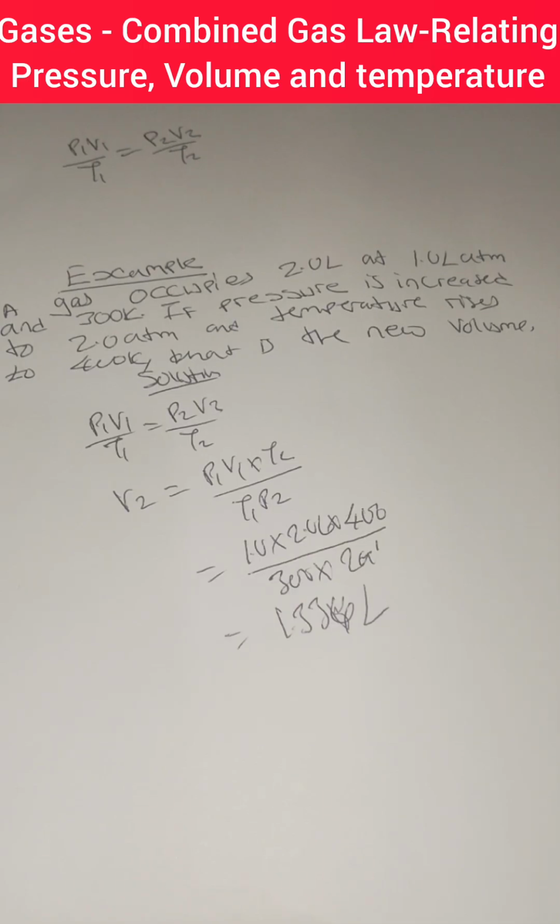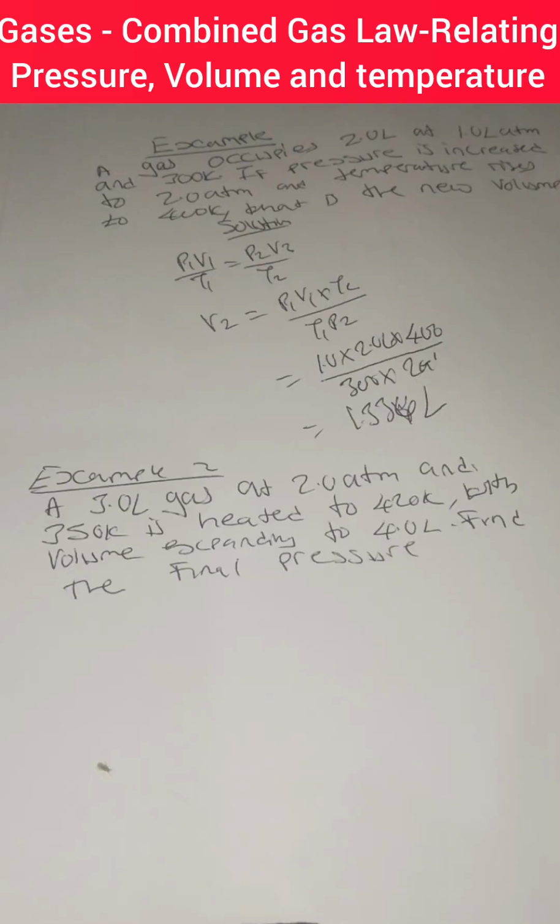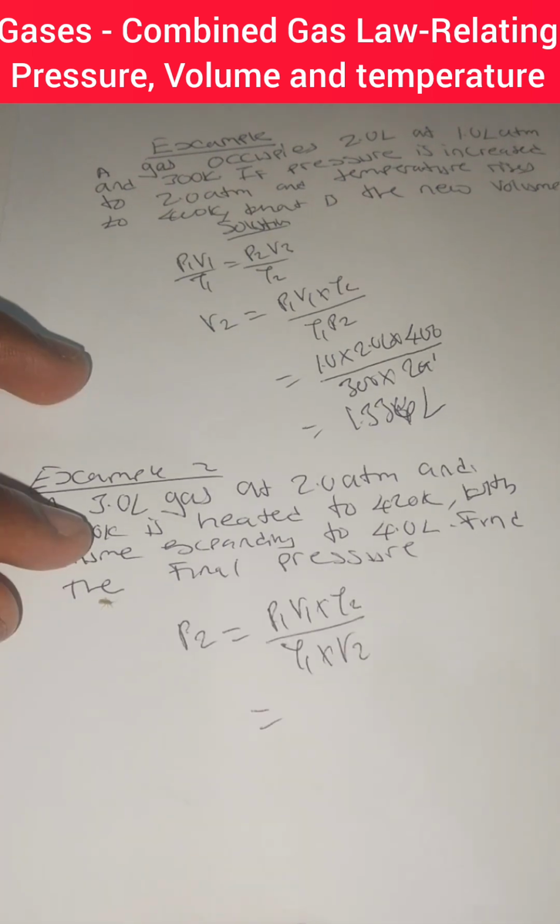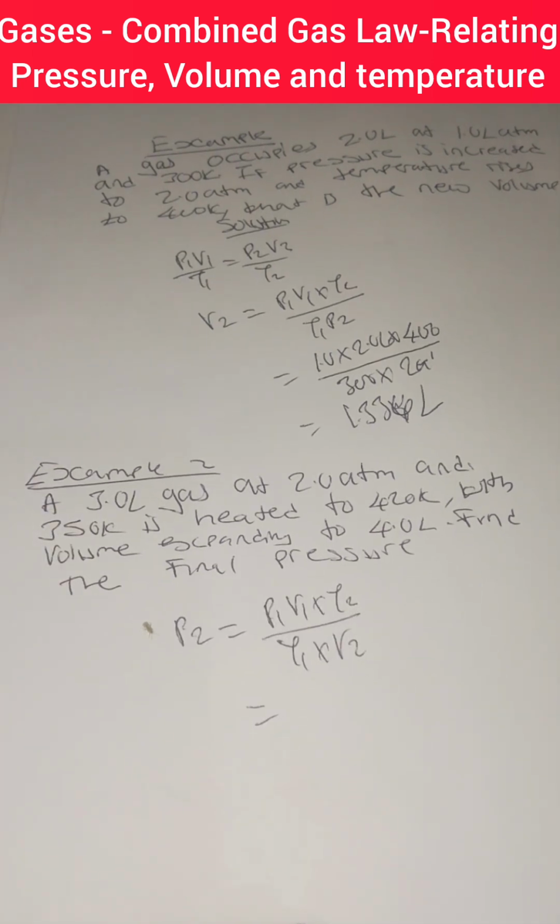Let's go ahead and do example 2. The second question says a 3 liter gas at 2 atm and 350 K is heated to 420 K with volume expanding to 4 liters. Find the final pressure. We still use the same equation, now making pressure 2 the subject of the formula: pressure 2 is equal to P1 V1 times T2 over T1 times volume 2.